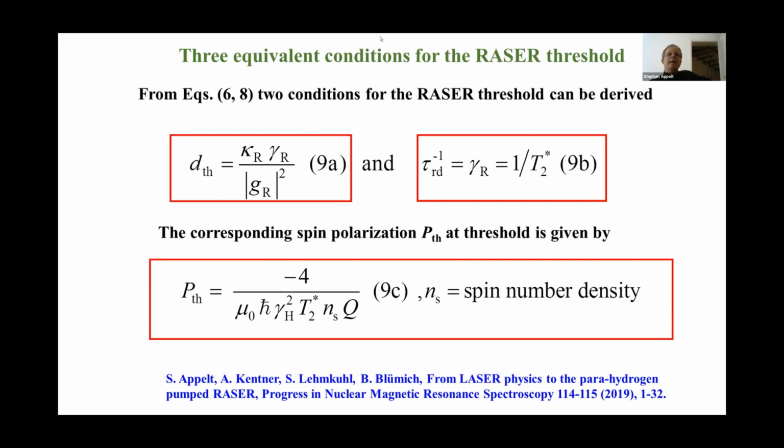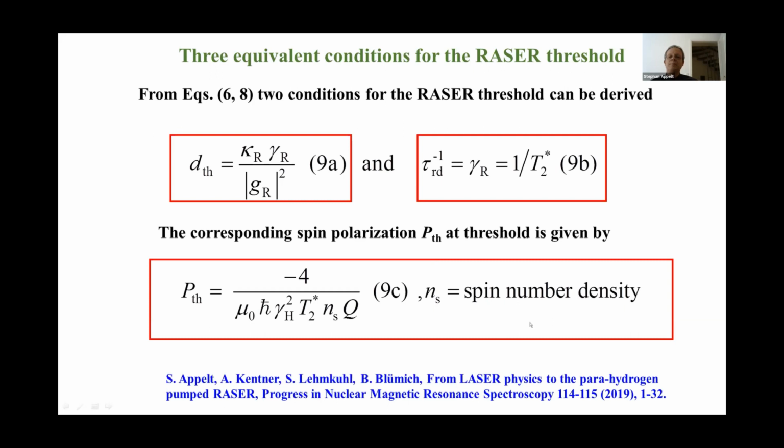Now, what is the RASER threshold? There are many ways of defining the RASER threshold. I will show you the most simple. The threshold of the RASER can be derived from this equation, simply the losses of the resonator times the losses of the spin, transversal, divided by the coupling constant. That's a very simple expression. This has an analogue in the MRI community. The tau r to the -1 is basically 1 over T2 star, equal to the transverse relaxation rate, and tau r is the radiation damping rate.